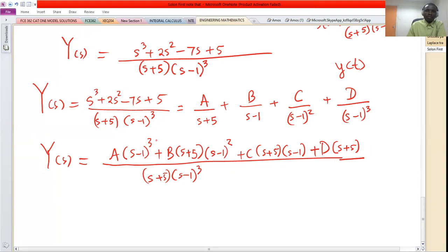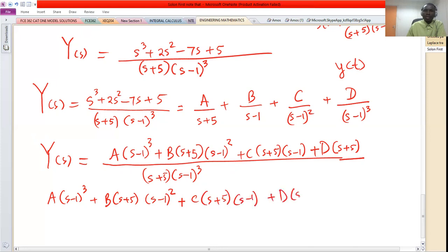So to find the values of a, b, c and d, we say a into s minus 1 power 3 plus b into s plus 5 into s minus 1 squared, then plus c into s plus 5 into s minus 1, then plus d into s plus 5 must be equivalent to this numerator here, s cubed plus 2s squared minus 7s plus 5.